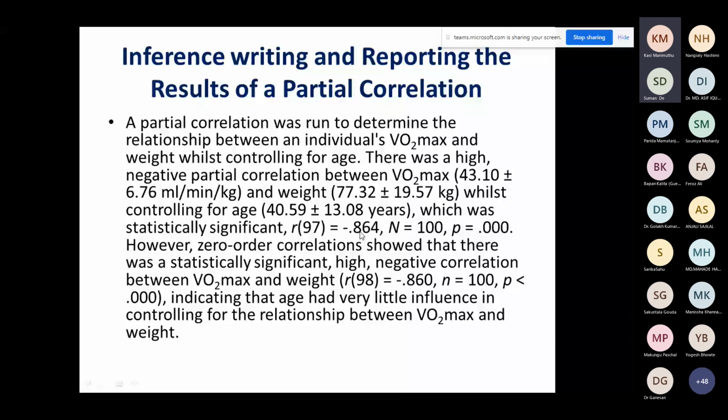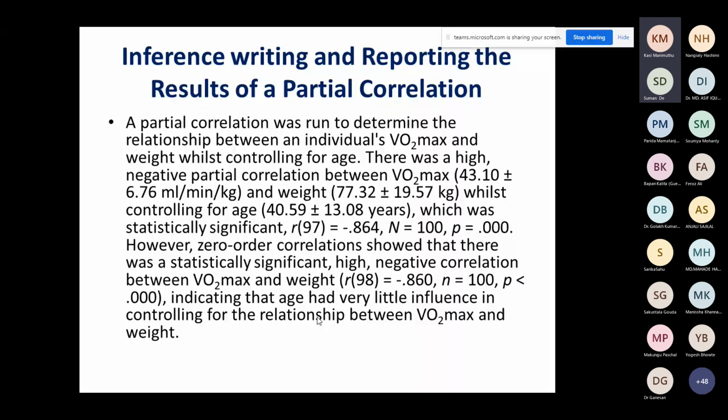However, the zero-order correlation showed that there was a statistically significant high negative correlation between VO2 max and weight, n equal to this, r equal to this, p less than 0.00, indicating that age had a very little influence in controlling for the relationship between your dependent variable VO2 max and the independent variable weight. So this is the sentence, this is the way you need to write. Two or three sentences in a nutshell. Very briefly, we need to write the correlation.